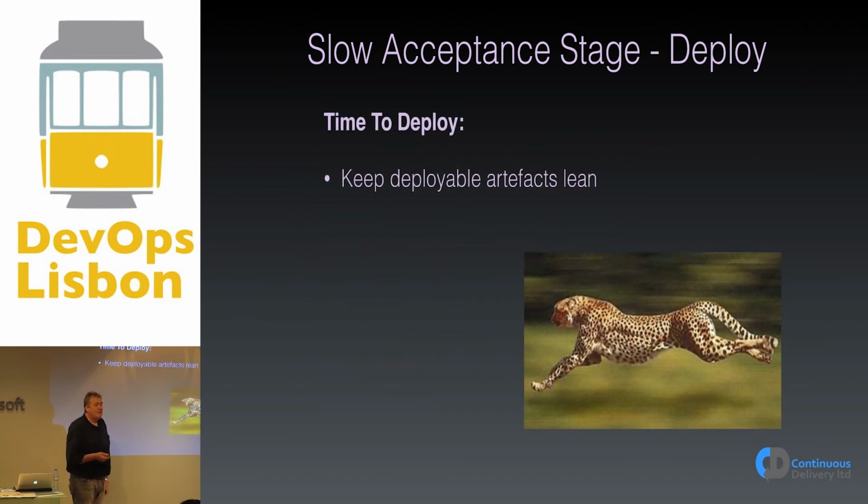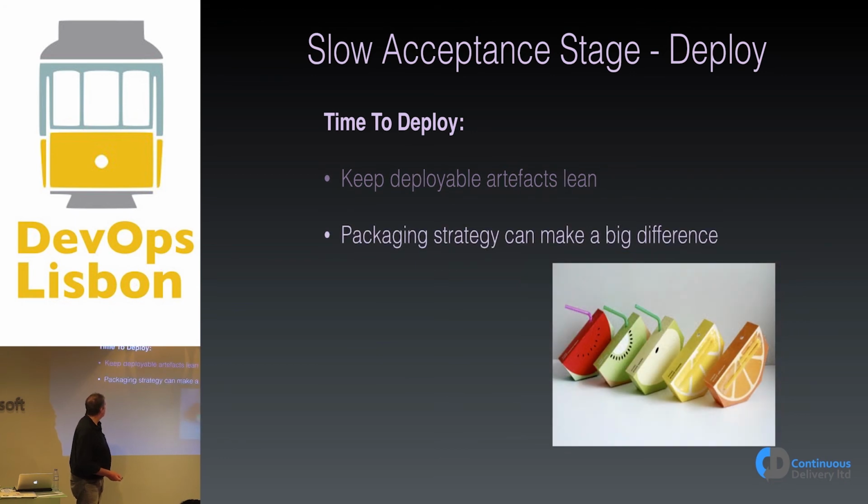So keep the deployable artifacts lean, keep them as small as possible. Packaging strategy can make a big difference. Thinking about how you compartmentalise these things, and using techniques like pools of things that change at different rates and all those sorts of things, can help you manage this differently, and that can make a difference.